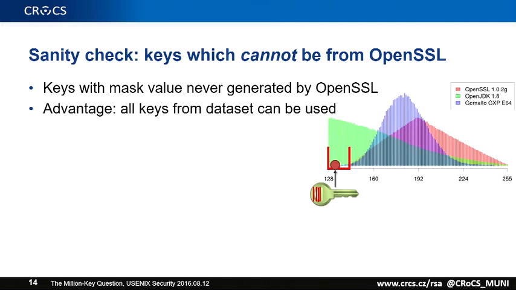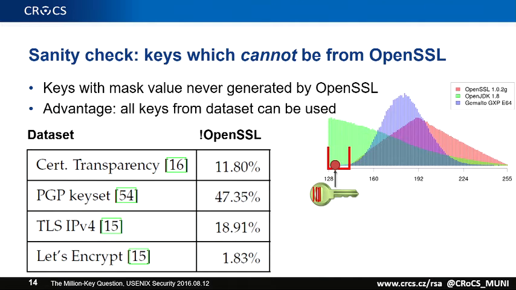So what we can do is take all these large datasets. The big advantage is that now we can work with every single key. We can test every single key, whether it's possibly coming from OpenSSL or not. And these are the results. The column shows the percentage of keys that can't be OpenSSL.